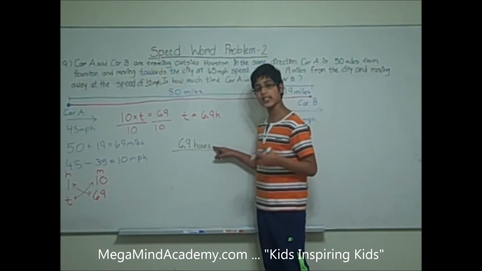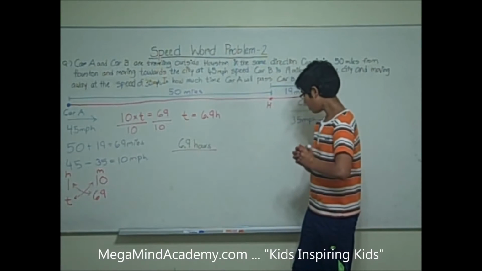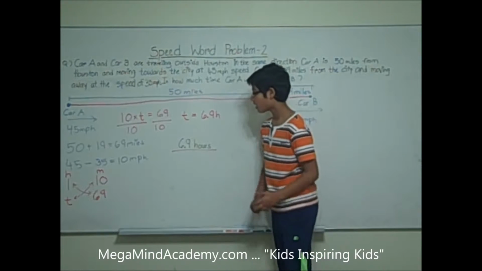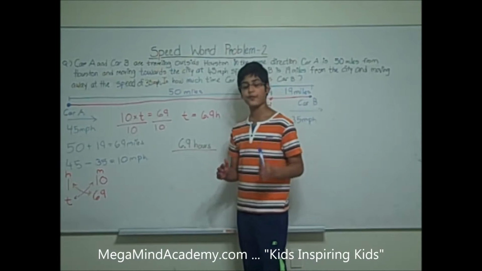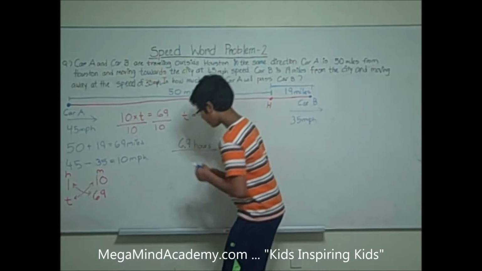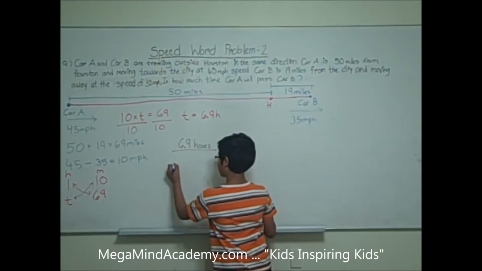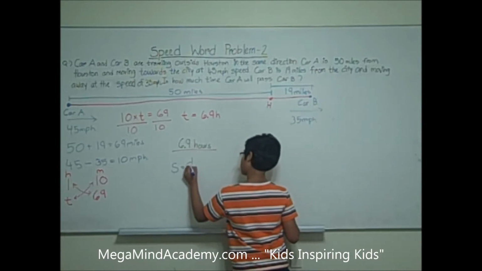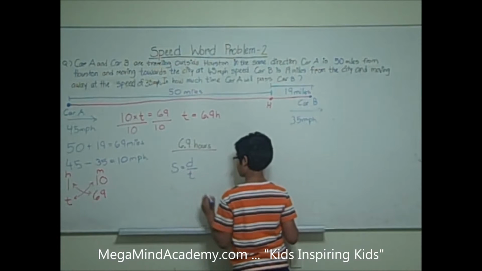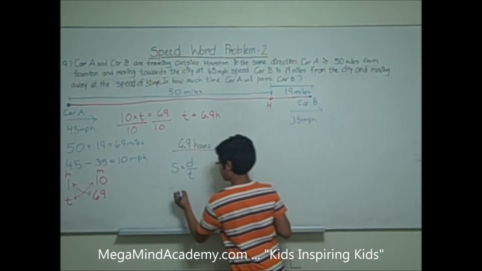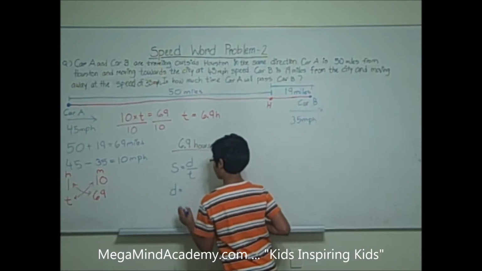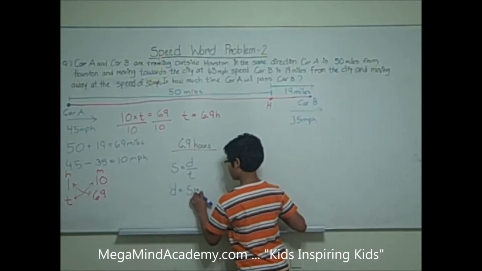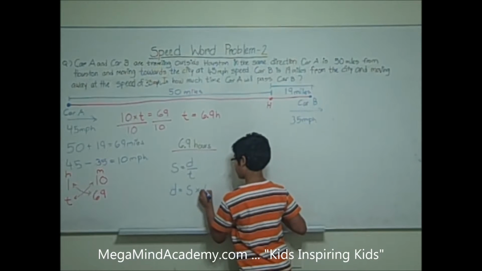Now let's verify if this is correct. Let's first start with car B. But before we start with car B, let's first get this drilled in our mind. The speed, S for speed, is equal to the D for distance over T for time. So this means that the distance is equal to the speed times the time.